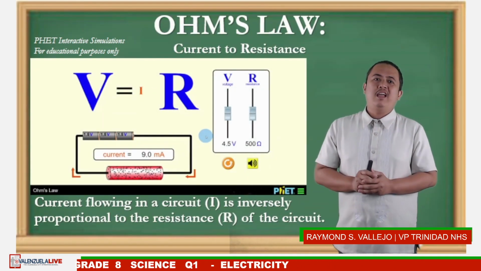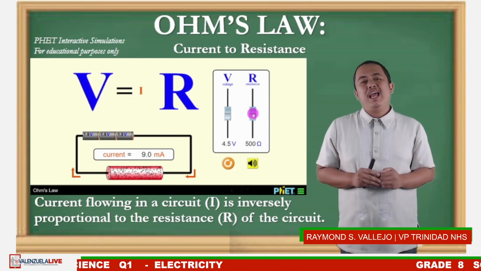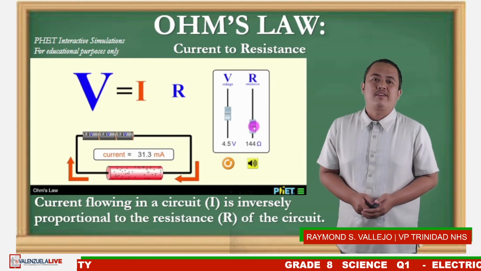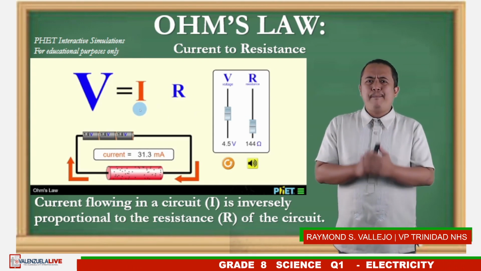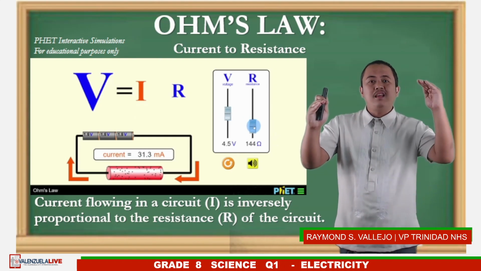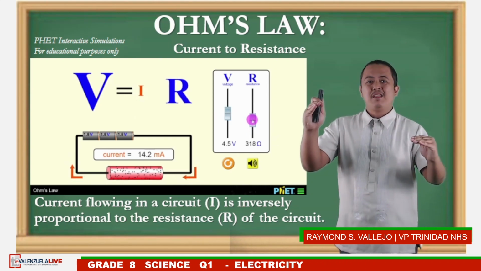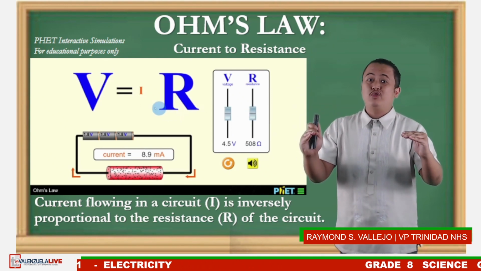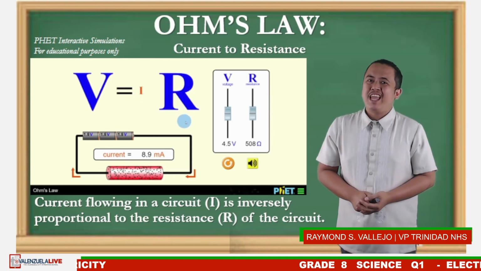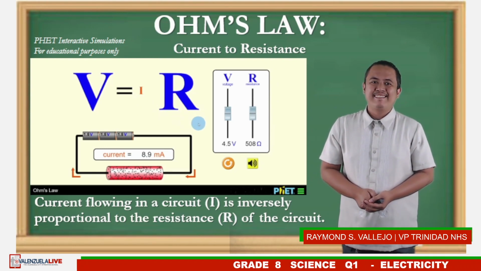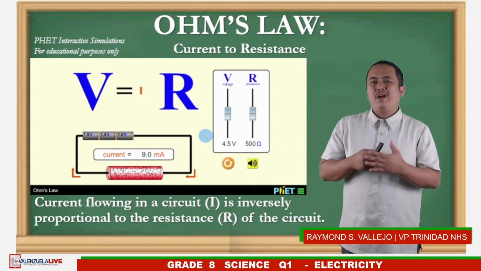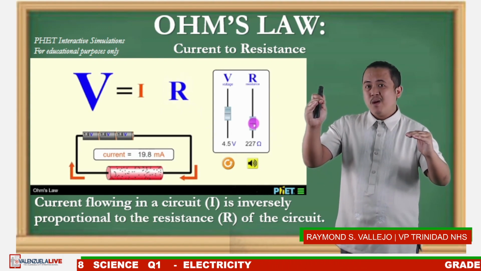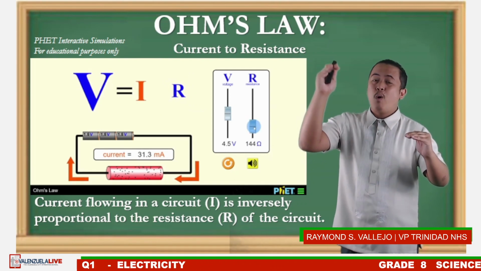Also, Ohm's law states that electric current flowing in a circuit is inversely proportional to the resistance of the circuit. So, what happens to the current if the resistance decreases? Will the current increase or decrease its magnitude? Write your answer in the comment section. Again, what will happen to current if the resistance decreases? Will the current increase or decrease?